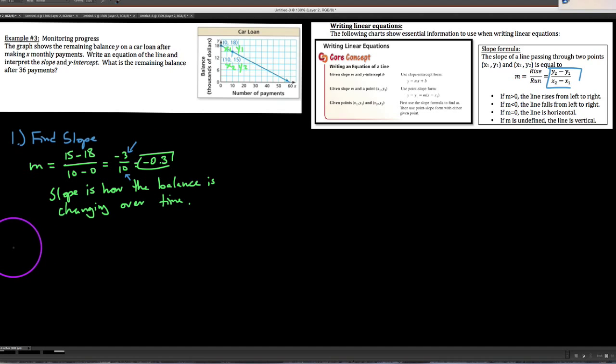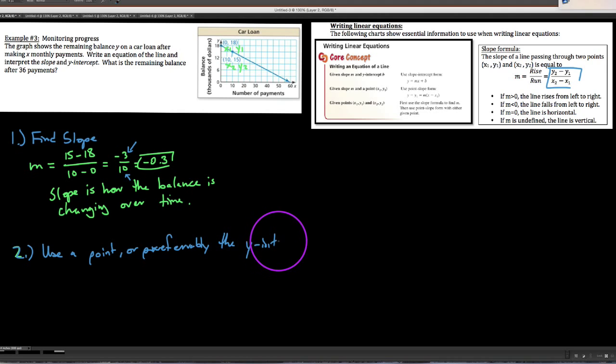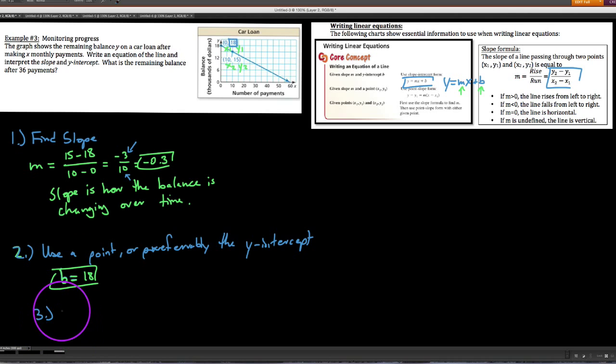So since I have that now, we want to write the equation. The second thing we want to do is this. Use a point, or preferably the y-intercept. In this instance, we actually know the y-intercept of this line. Looking at the graph here, I noticed that the y-intercept hits at 18. So we could say that in terms of y equals mx plus b, which is our slope-intercept form, I'll write this again here, y equals mx plus b, all we need is the slope which we found and the y-intercept. In this case, our y-intercept is equal to 18. So now that we have both of these things, we're just going to go ahead and write the equation.